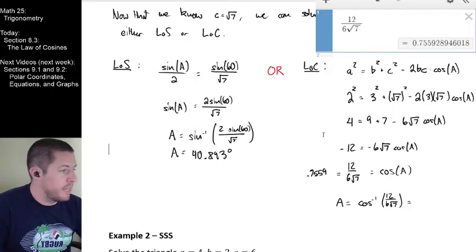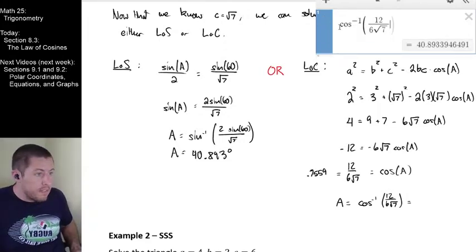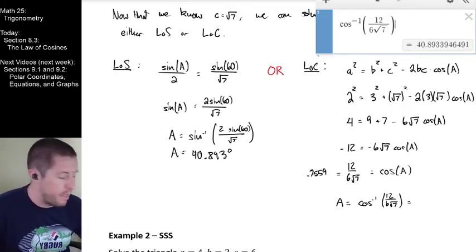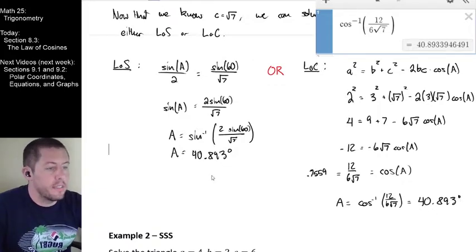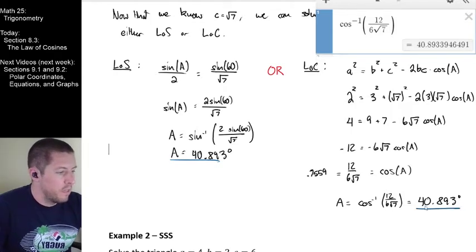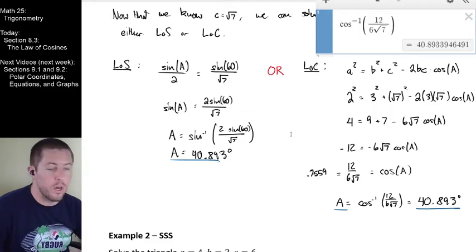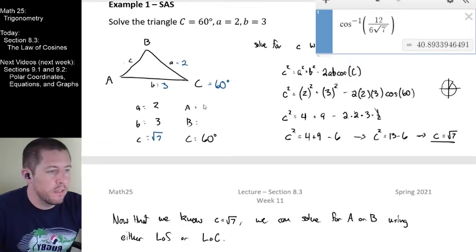And if I do this in Desmos, what are we going to get? Cosine inverse. I want the cosine inverse of this quantity here. And what do you know? Unsurprisingly, we're getting that exact same angle that we saw a second ago, 40.893. All right, so we've got that A value in each of our cases here. And again, we certainly don't have to do it both ways. I was just showing both ways so that you can see that this works out either way for that formula to find that last piece of information. So 40.893 is what we got for A.